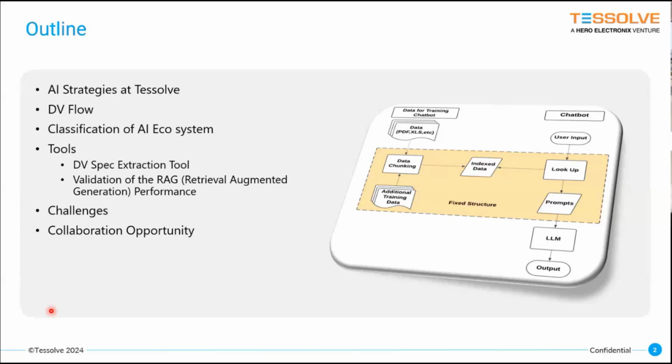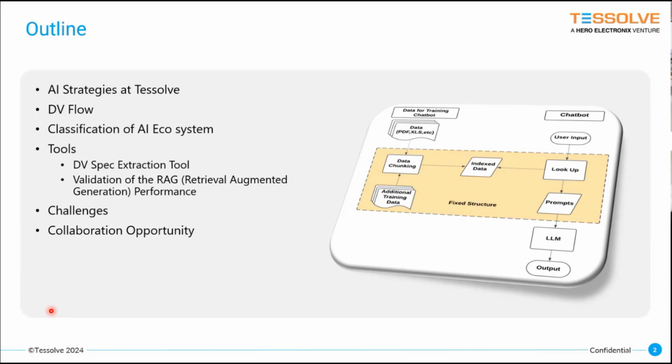So the outline of what we're going to be covering are AI strategies at Tessolve, and the design verification flow which we use, that I think is fairly generic across the industry. Marmik will then take over and talk about the classification of our AI ecosystem.